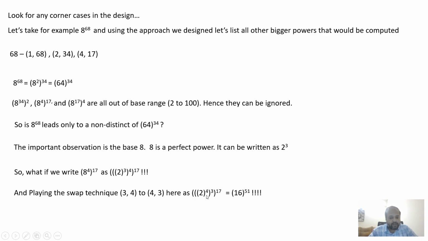But if the base is a perfect power, then you could do the power swapping technique, taking it one more level down. And so by doing the power swapping technique of 2 to the power 4 to the power 3 to the power 17, we have got a new non-distinct base which we have found, which is 16 to the power 51. Actually, 8 to the power 68 leads not only to a non-distinct of 64 power 34, but also to 16 power 51. So I think this covers the corner case also.